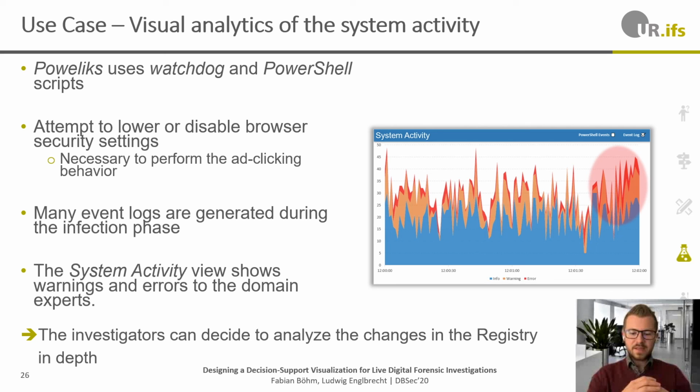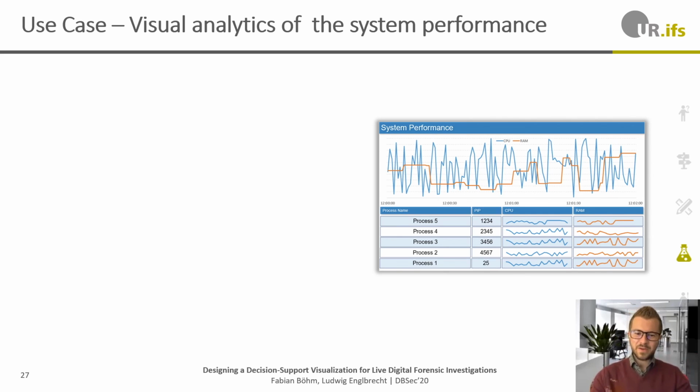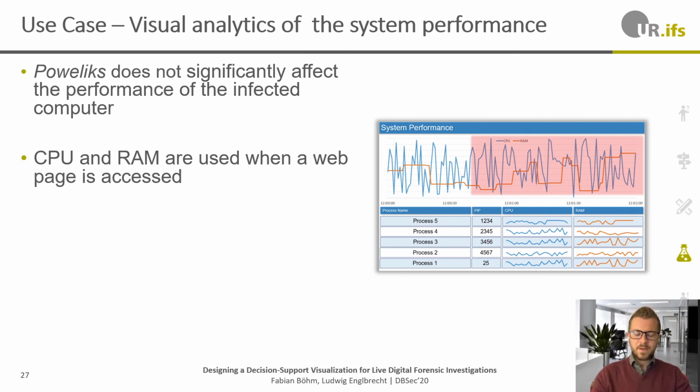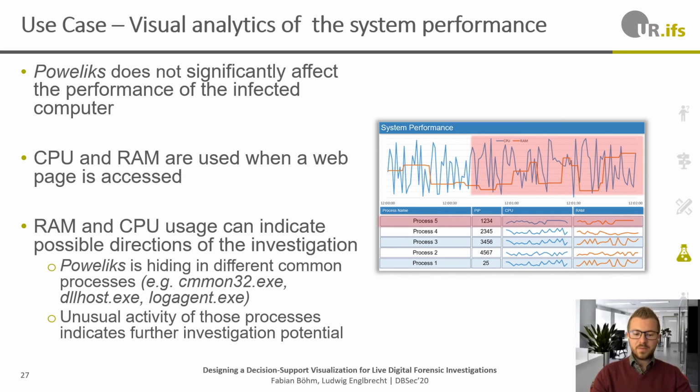Here, the investigator can decide, based on the previously acquired information, to have a deeper look into the registry and hopefully find Poweliks. Oh, but wait, we also have to analyze the system performance. Poweliks does not significantly affect the performance of the infected system because it would like to perform its ad-clicking in the background and doesn't want to get the attention of the user. For this, CPU and RAM are used as when you usually visit a website. But RAM and CPU can indicate possible directions of the investigation.